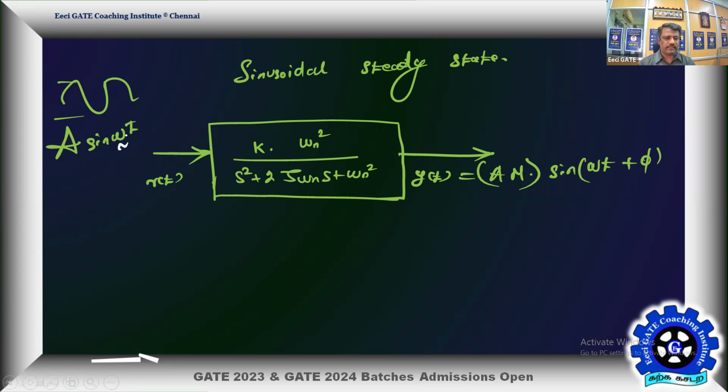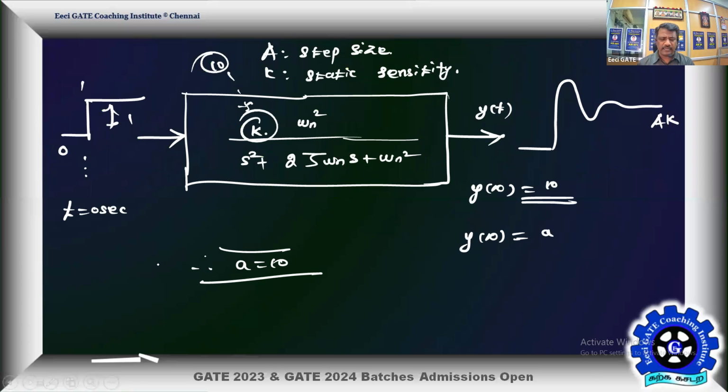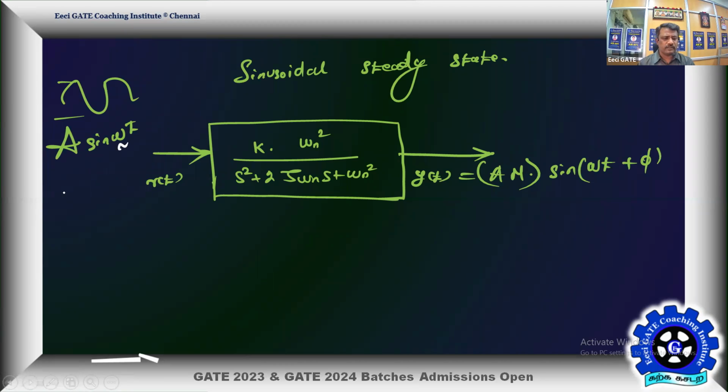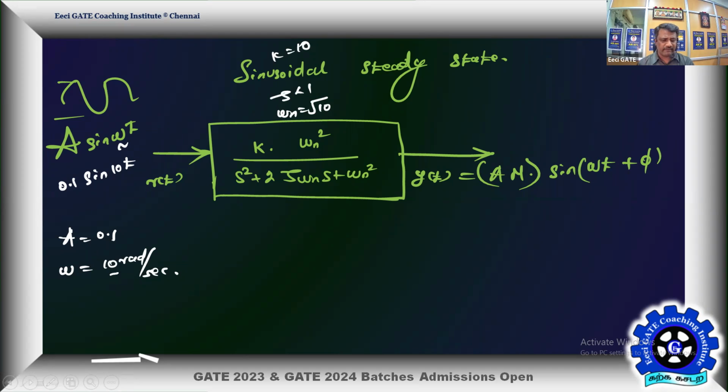So this is given. What is given for the AC component? It is given as 0.1 sine 10t. Let me take that component. So the input amplitude is equal to 0.1 and omega is equal to 10 radian per second. A system with omega n equal to root 10, damping less than 1 and K equal to 10, excited by a frequency 10 with an input amplitude 0.1. The question is, what is the output amplitude?